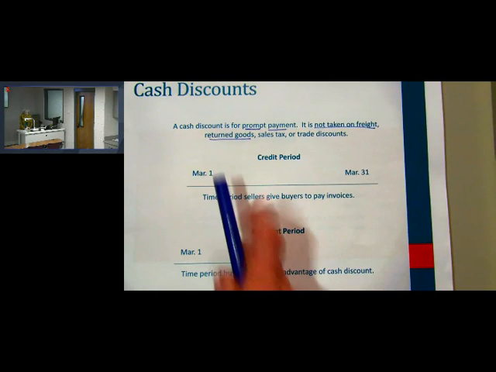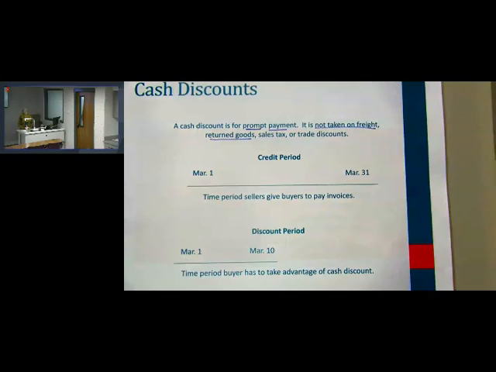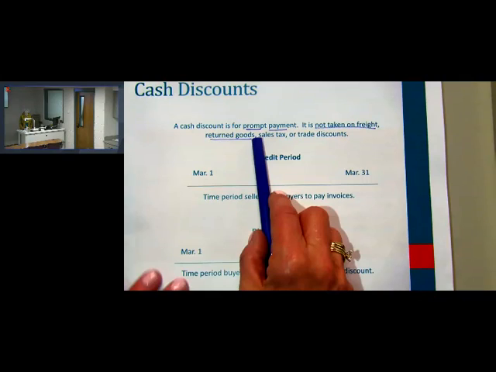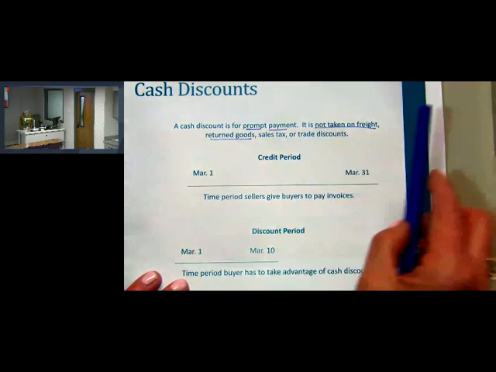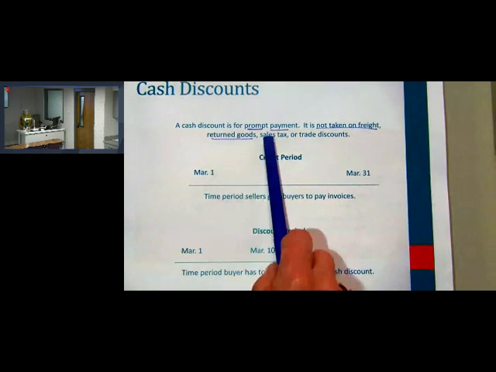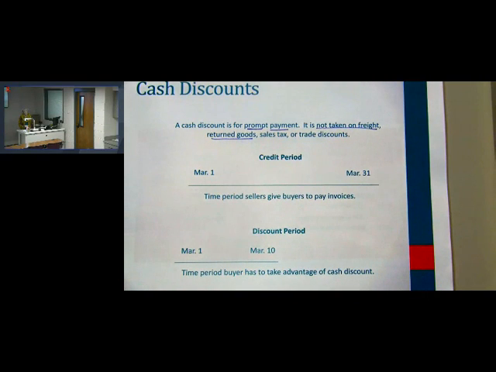The first thing to understand is that with a cash discount, the purpose is to make sure your customers pay their bill and give them an incentive. You're going to give them a discount to pay their bill before it's due. Before I get started, remember, discounts never apply to anything other than list. Discounts do not apply to freight. They do not apply to any goods that are returned. They do not apply to sales tax, and they do not apply to other trade discounts. So that's one thing to think about.